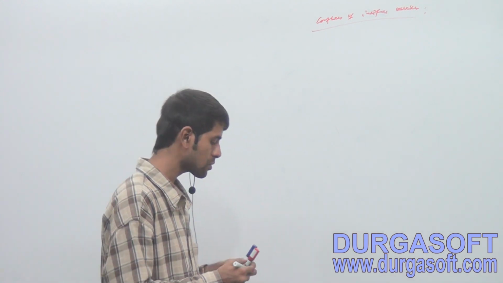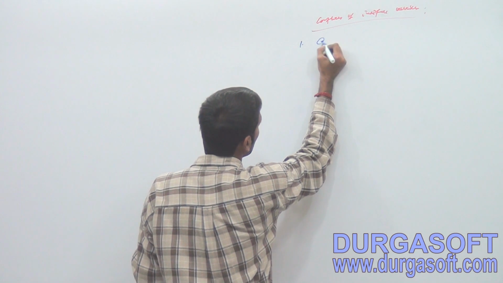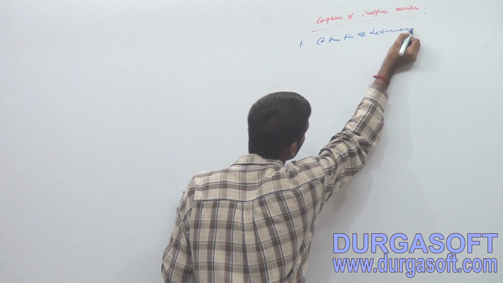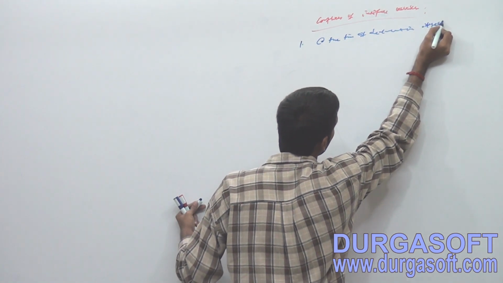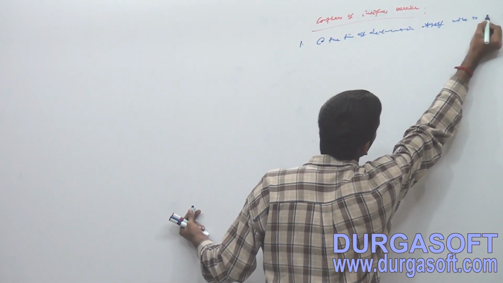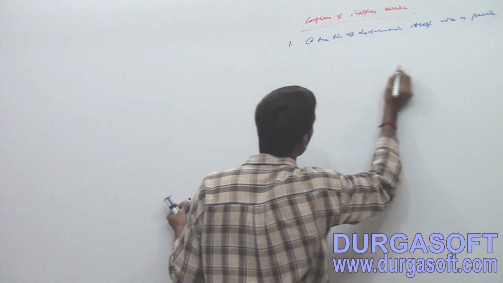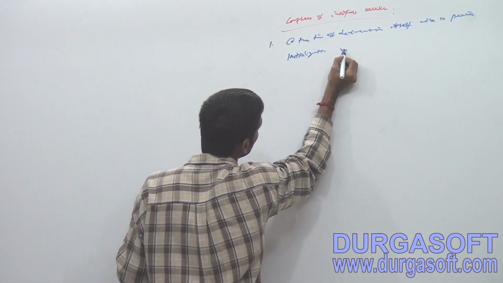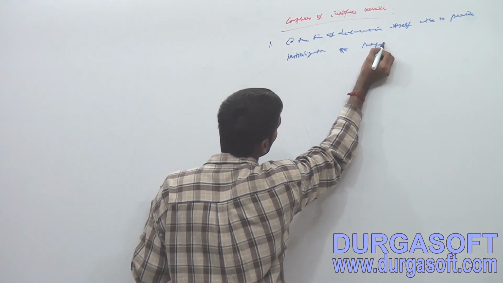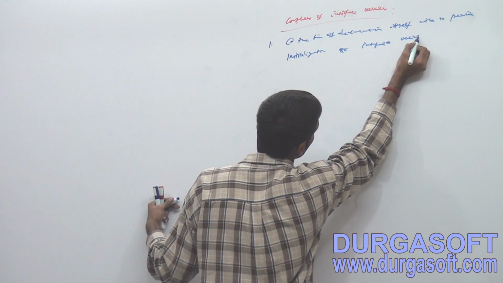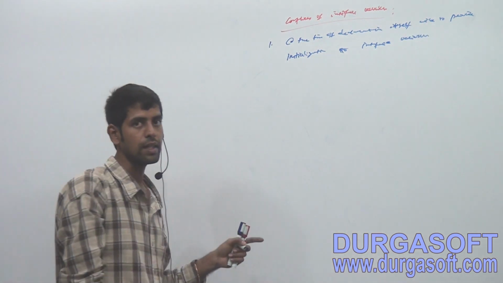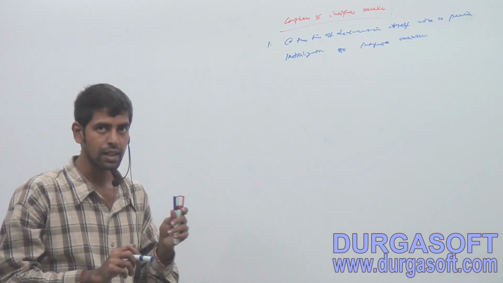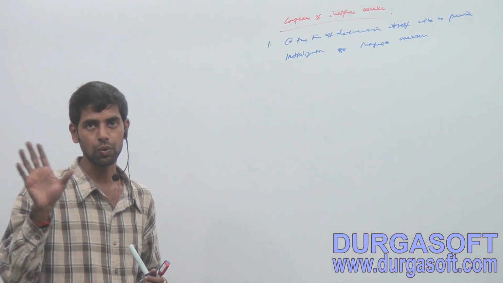So first one: at the time of declaration itself, we have to provide initialization to interface variables.